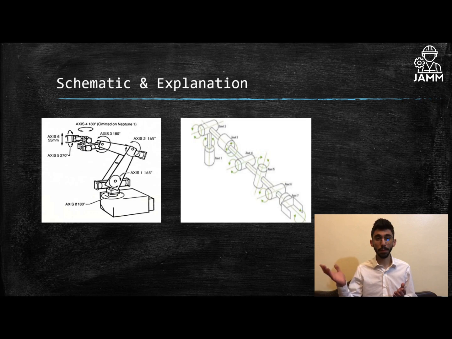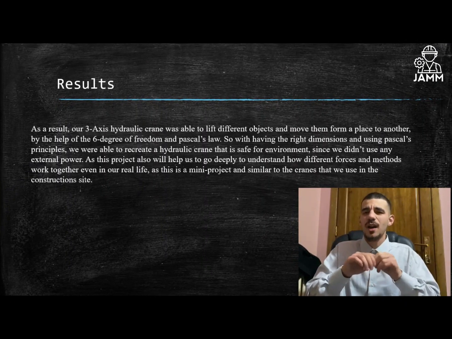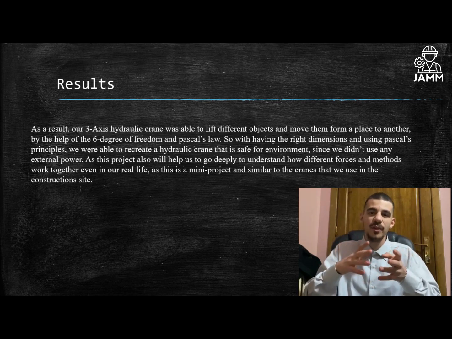Now, considering the schematic explanation, we'll be explaining how our project works. Our project is similar to the human arm, but the human arm has 7 degrees of freedom and our project has only 6. Those 6 are moving up and down, moving left and right, moving backward and forward, swiveling left and right, tilting backward and forward, and pivoting side to side. As a result, our 3-axis hydraulic crane is able to lift many objects, such as a water bottle and a Pepsi can, and many other things which are not heavy.